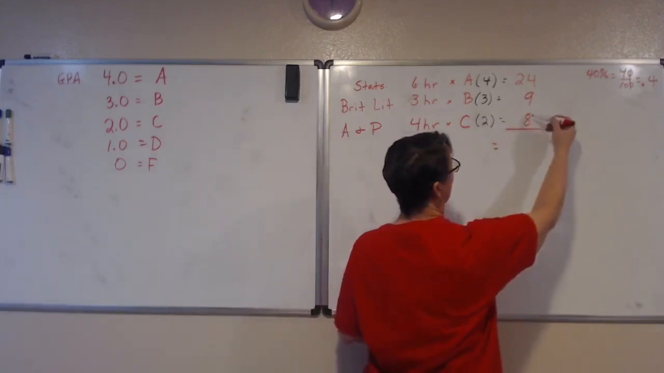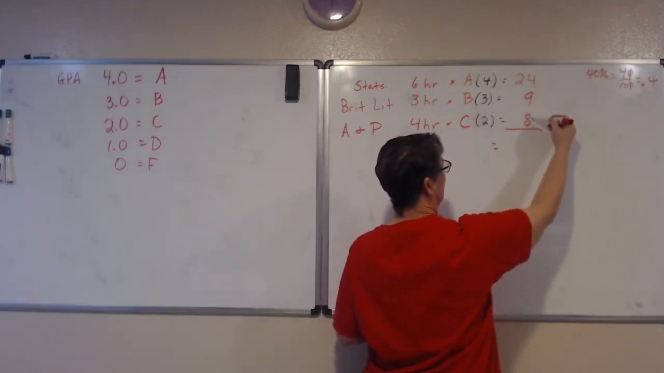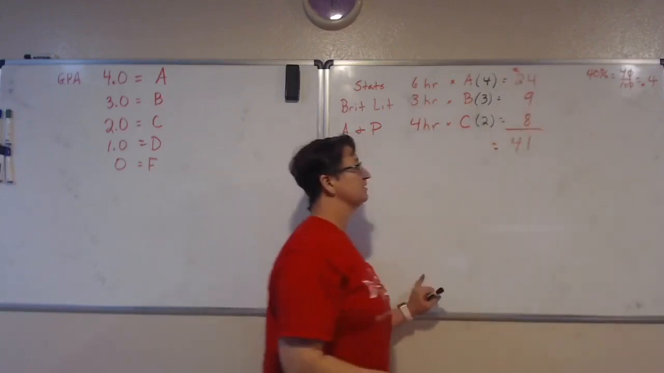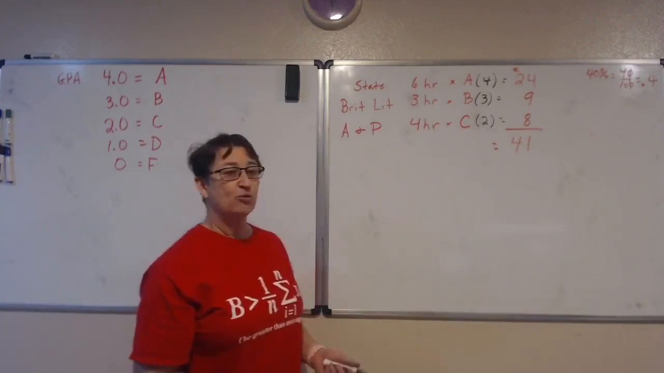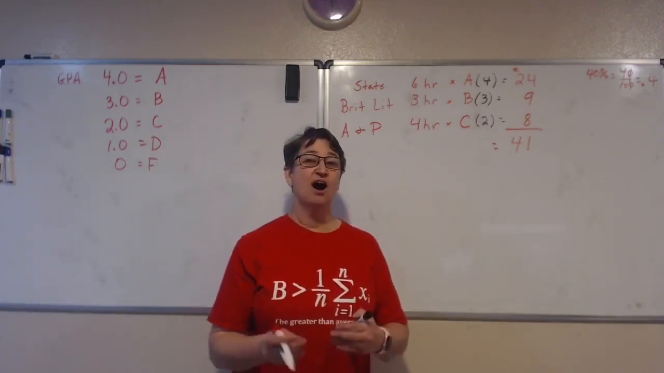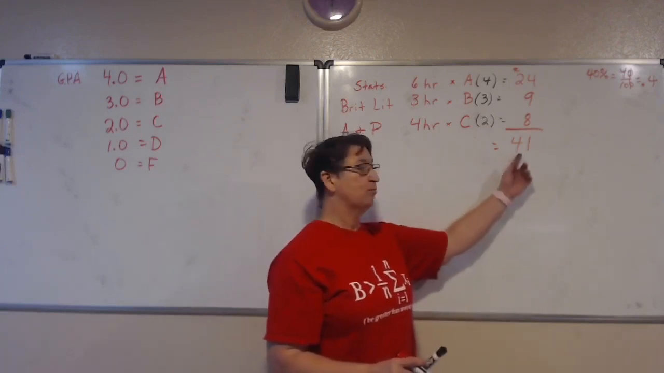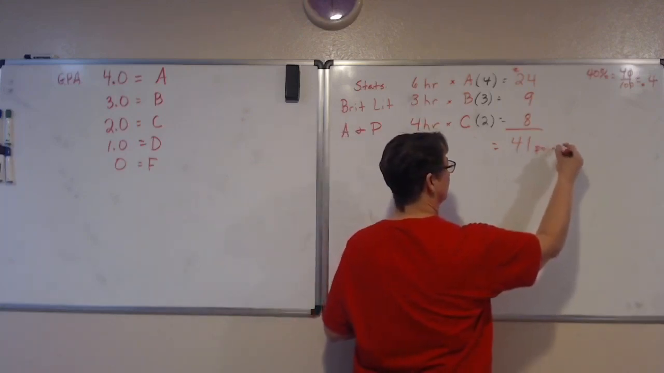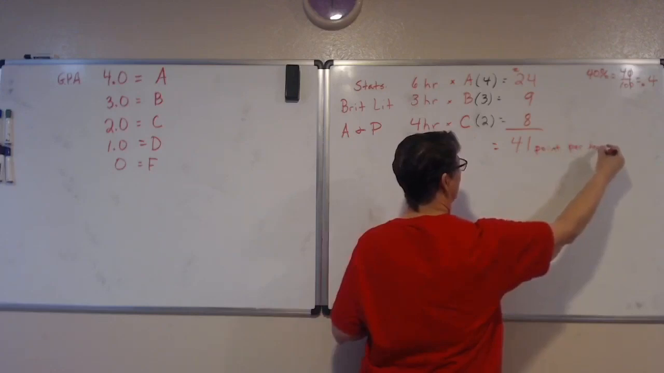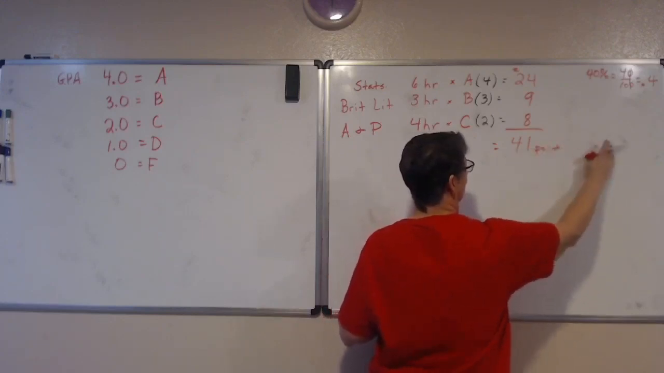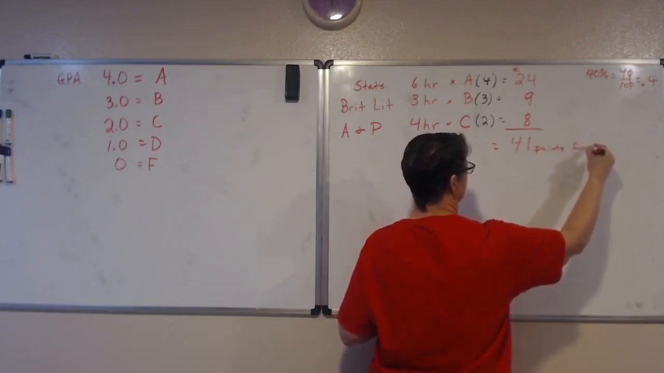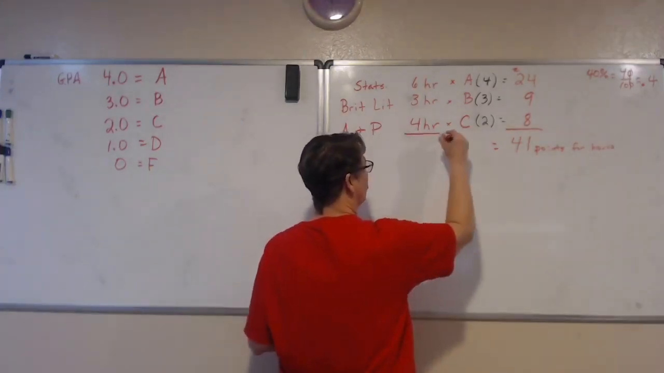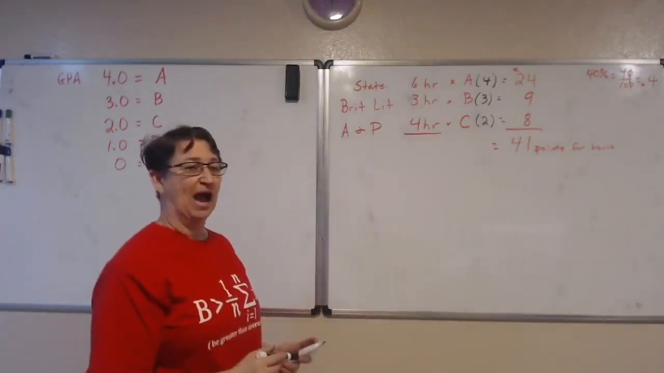So here I'm adding up, this is 13 and 8 is 21. Carry 2, 2 and 2 makes 4, I think. Okay, so what do we divide by? Well, we divide by the number of hours that we've taken. So it's this many points per hour. So you can think of it, 41 points per hour. I've got to divide by the hours. So I've got to take that 41 and divide it by the total number of hours. So I'm going to add up however many hours I took.